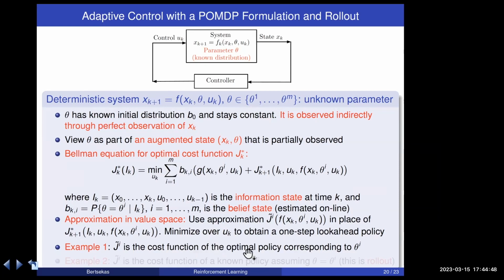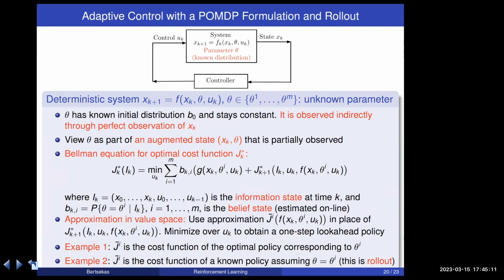Still, however, there is a problem of finding an optimal policy corresponding to every value of theta, and that can be overwhelming computation. And rollout gives another approach where, instead of the optimal policy, J tilde is the cost function of a known policy, okay? Remember what rollout is.